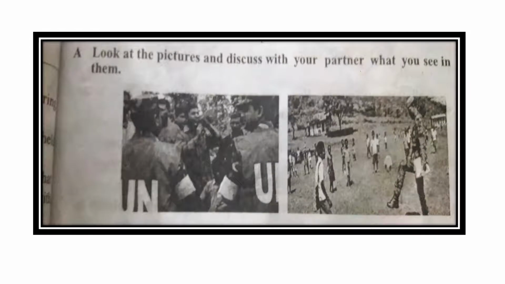So, my dear students, just open your book at page 75 and come to section A. Look at the pictures and discuss with your partner what you see in them. But nowadays, you have no way to discuss with your partner, just guess about the picture. Dear students, in the first picture, you can see some army persons in a campaign. And in picture number 2, you can see an army person playing football with some children. Possibly they are school boys.